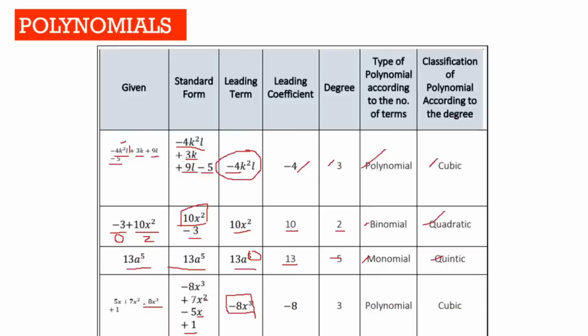Our leading coefficient is negative 8. The exponent of our literal coefficient is 3, which makes it a cubic polynomial. And the expression has 4 terms, so it is considered a polynomial.